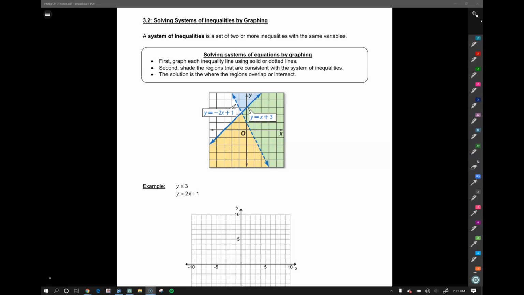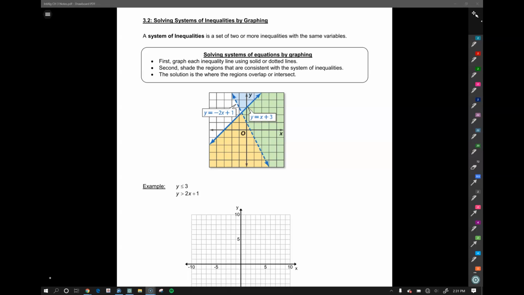And then once you graph the line, you decide which half to shade based on a point you choose. You plug in, and if it's true, you know the side with the point you chose is shaded. And if it's not true, it's the other half that's going to be shaded. Now, as interesting as that is, what actually is useful is if you have a system of inequalities, meaning more than one, the solution is going to be where they overlap.